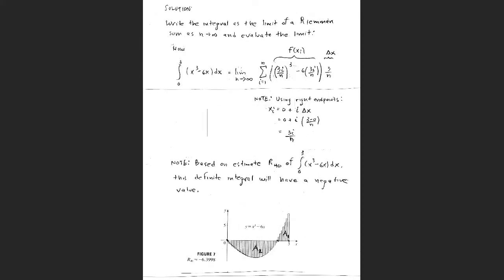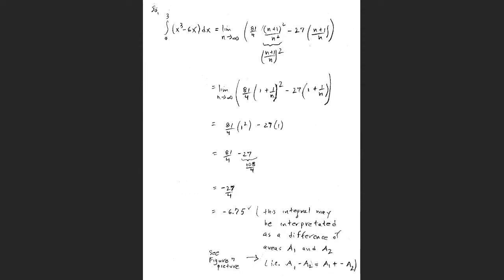Let me just show you that picture here. You have the A2 area, which is negative, and you have the A1 area, which is positive. So the integral is going to be the negative area A2 plus the positive area A1, or you can think of that as A1 minus A2. It's the net area, and there's more negative area than positive area. So the net area, which is what the definite integral means, is going to equal -6.75.